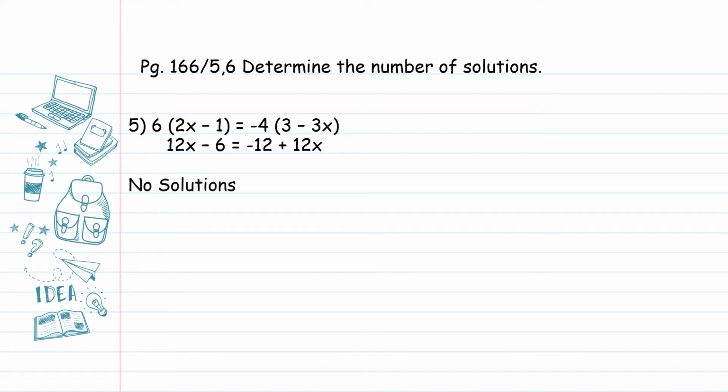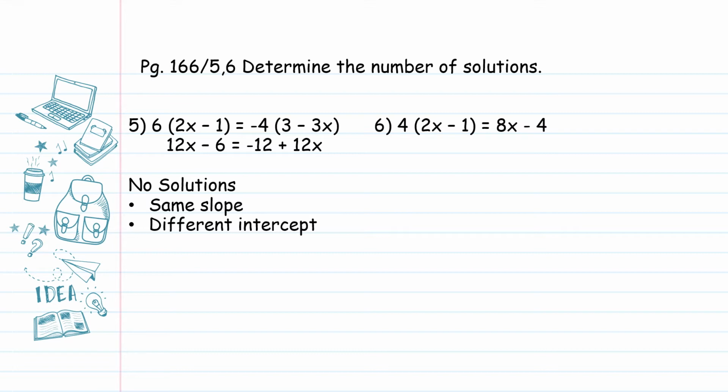So in this case, there are going to be no solutions. This is because they have the same slope, however, they have a different intercept. So in this case, they're running parallel to each other, but they're not on top of each other, and they will never intersect at any point.